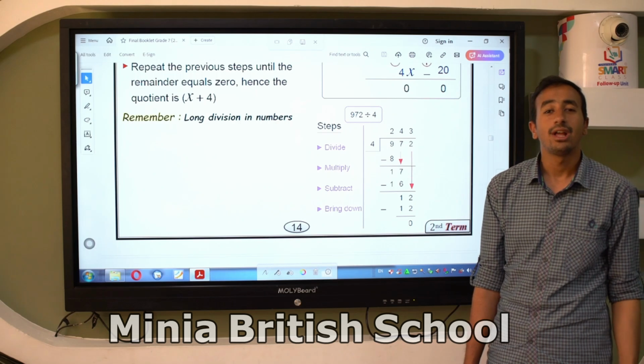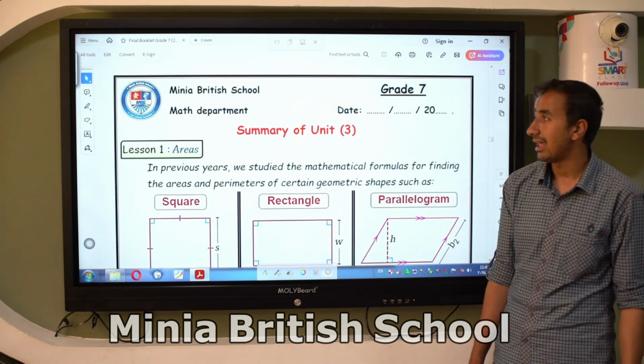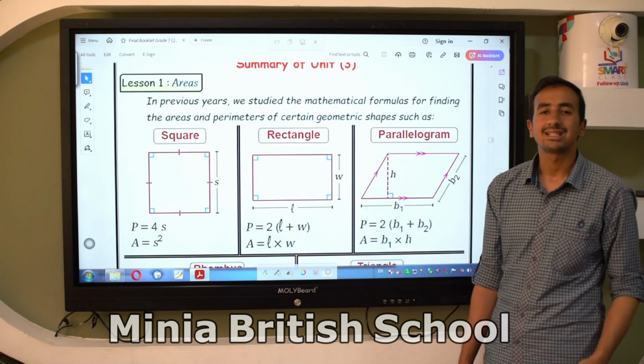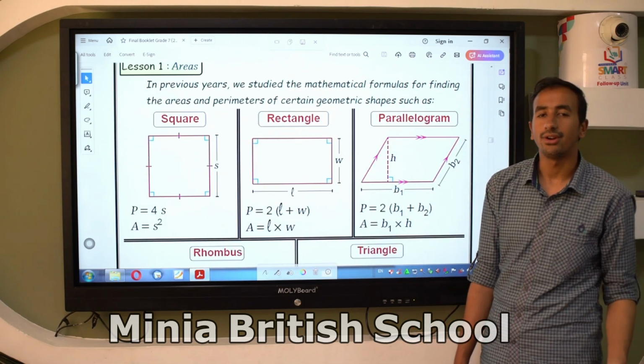Now we finished lesson 5 in unit 2, and by the end of this we finish unit 2, the first branch. It's called algebra. Now take together unit 3, summary of unit 3. Lesson 1 is called area. What is the meaning of area?